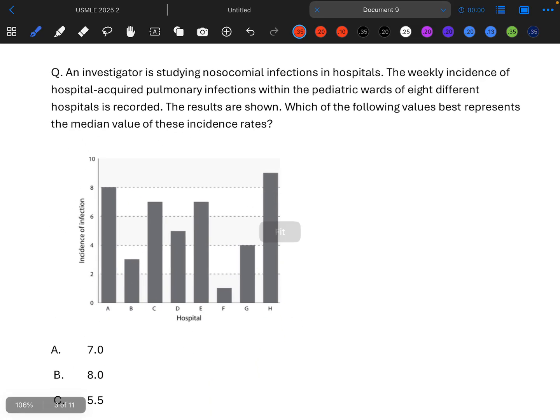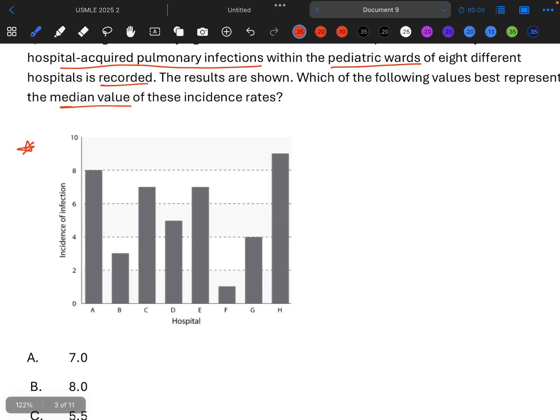The next question is about an investigator. An investigator is studying nosocomial infection in a hospital. The weekly incidence of hospital-acquired pulmonary infection within the pediatric wards of 8 different hospitals is reported. The results are shown in this graph. Which of the following values best represents the median value of the incidence rate?